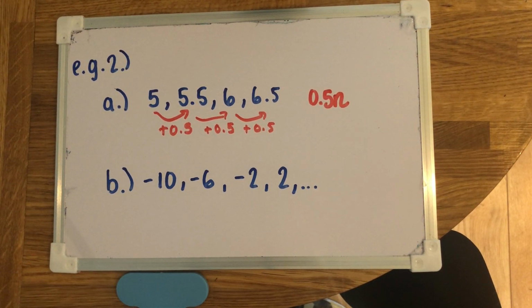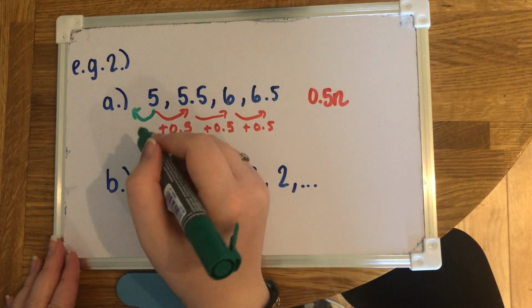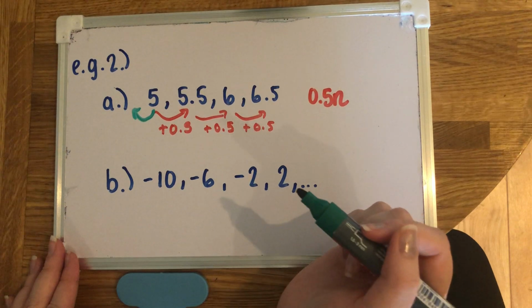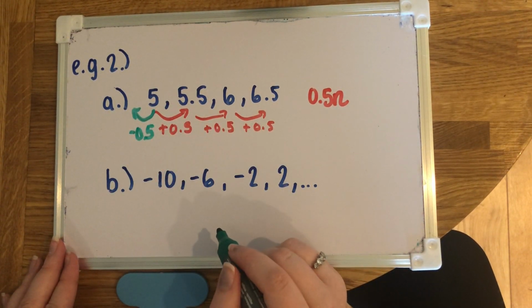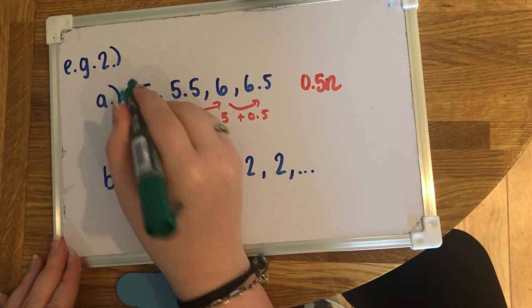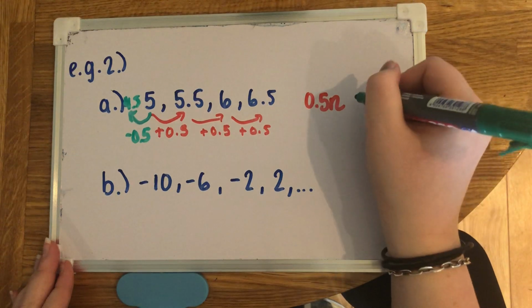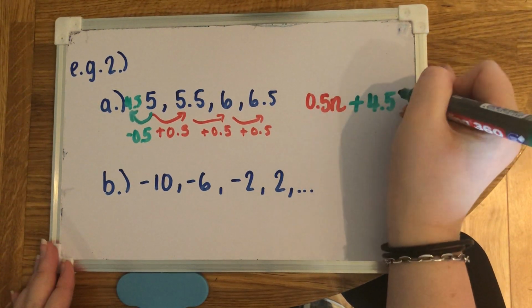Then we need to find the number that would appear before the 5. That means we'd have to do the opposite of adding 0.5. We're going to have to take away 0.5. So 5 subtract 0.5 would be 4.5. Because it's positive, it's going to be plus 4.5.